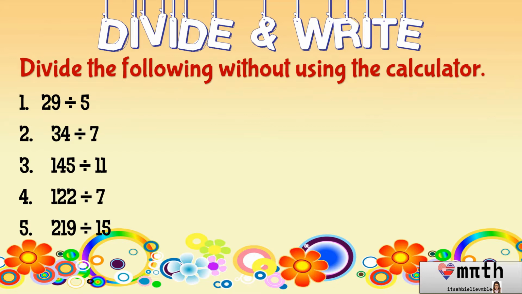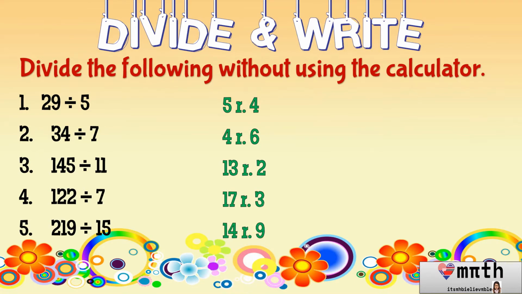For number 1, the answer would be 5 remainder 4. Number 2, 4 remainder 6. Number 3, 13 remainder 2. Number 4, 17 remainder 3. And number 5, 14 remainder 9.